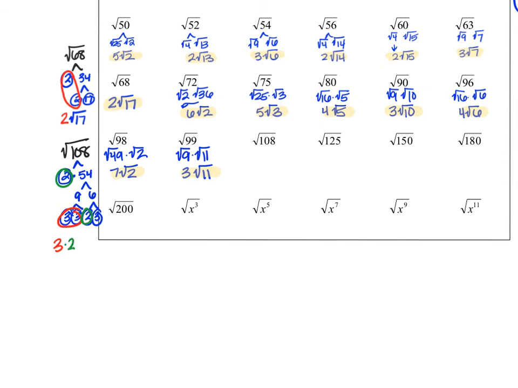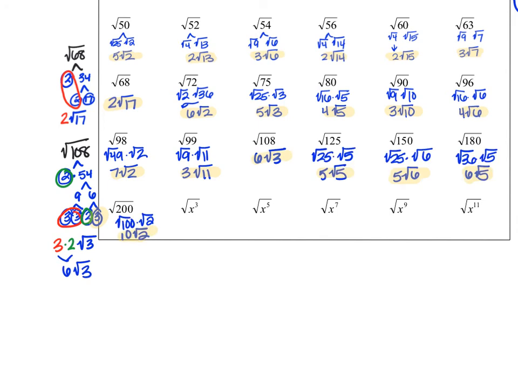And then what I have left is just one 3 that's not accounted for. Because it doesn't have a pair, that's the one that's going to be underneath the radical. So that would be radical 3. And then just multiply the 3 and the 2. So 3 times 2 is 6. And then you have 6 root 3 for the square root of 108. Go ahead and finish the rest and then stop when you get to the variables.